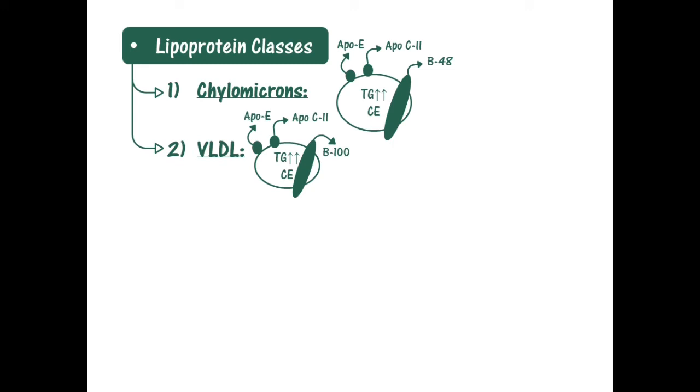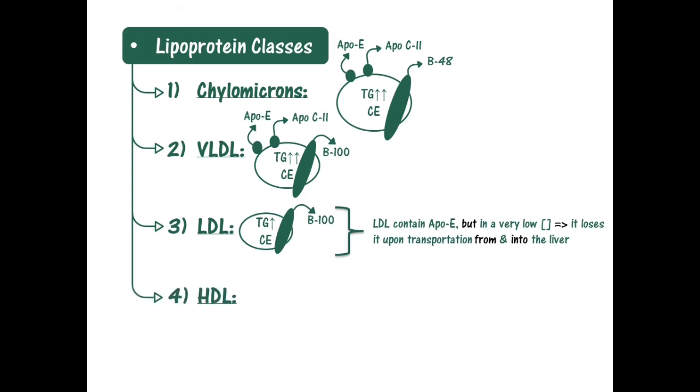The third class is the LDL, low density lipoprotein. This molecule contains a high concentration of esterified cholesterol and a small amount of triglyceride. This LDL previously, or in its nascent stage, contains ApoE and ApoC2, but it loses them upon its transformation, finally ending with only B100 protein that's responsible for its binding on liver beta receptors, in order to be taken up by the liver. Finally, the HDL class of lipoproteins, the high density lipoprotein.